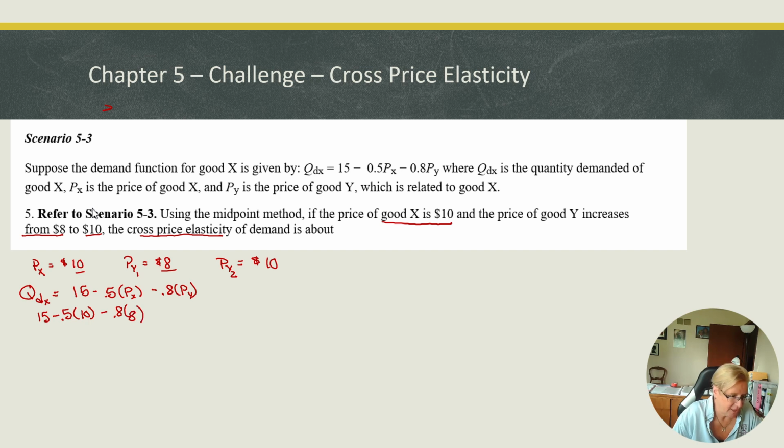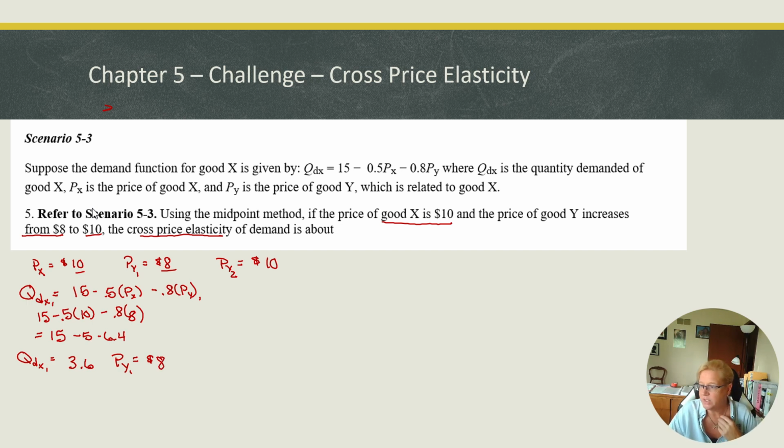From that, we get the quantity of X1. I want to keep the ones together because I'm using PY1 here at $8. So it's equal to 15 minus 5 minus 6.4. So the quantity demanded of good X for the first price of Y is going to equal 3.6. And that was as price of Y equaled $8.